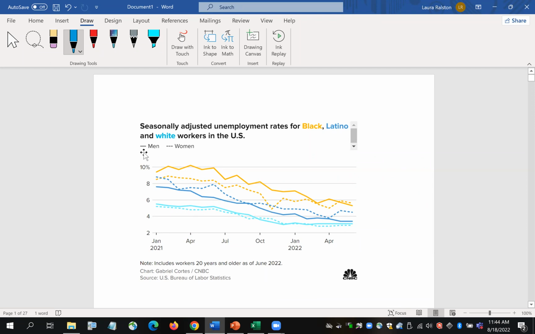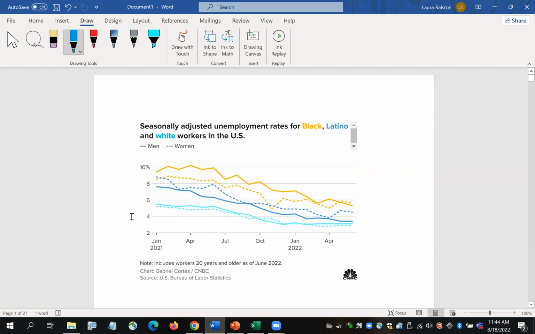They also indicate right below the title that a solid line is men and a dotted line is women. And you need to notice all these things. You need to notice what the scale is. This one looks like you have dates on the horizontal beginning in January of 2021 and running through at least April of 2022.